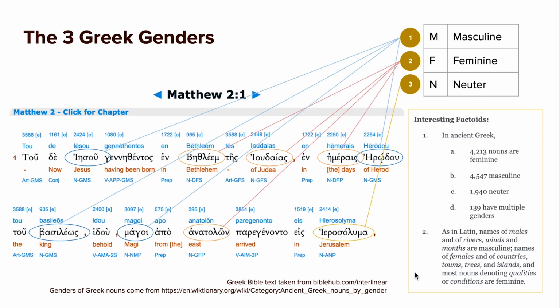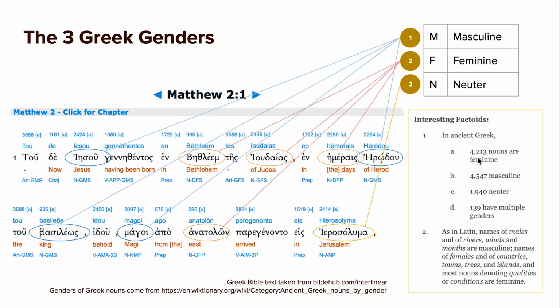So a few other little things. I got these little factoids from Genders of Greek Nouns in the Wiktionary. So go ahead and look this up if you want to get more details about this. These little factoids are in ancient Greek. Now note, not all of these are used in the New Testament Greek because it doesn't have all the words that were used in ancient Greece.